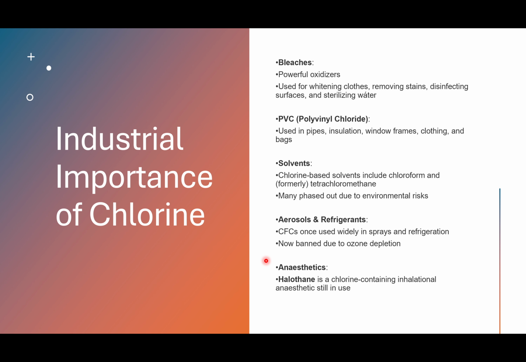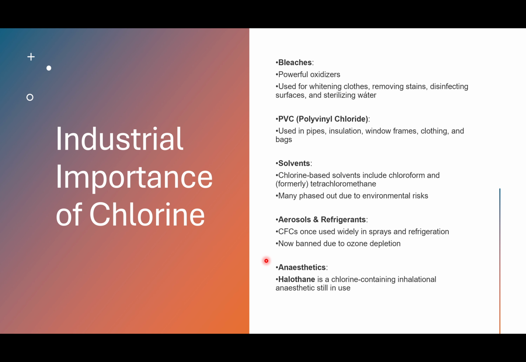Chlorine is also used as a solvent in many of our chemical reactions in chemistry Unit 2, right? Production of chloroform, which is tetrachloromethane, is a great solvent, right? Many were phased out due to their environmental risks, though. So many of the different solvents that we use are phased out. So we primarily use chloroform now as the primary solvent, right?